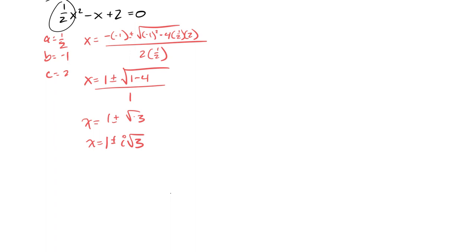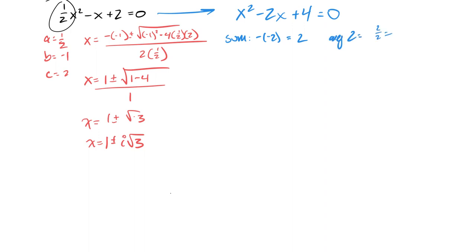So let's rewrite this and get rid of the fraction in the front. We may have a fraction for b or c, or not. So in order to get rid of this, we multiply the whole thing by 2. I get x squared minus 2x plus 4 equals 0. What's the sum? The sum has to be the opposite of b, which is 2. Okay, so what's the average of 2? That's 2 over 2, which is 1.